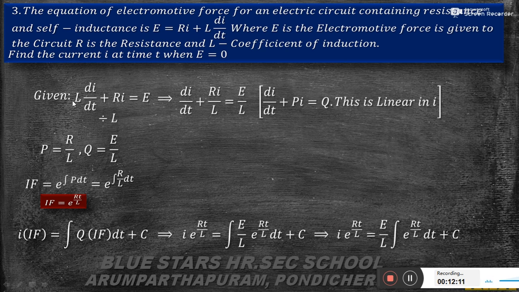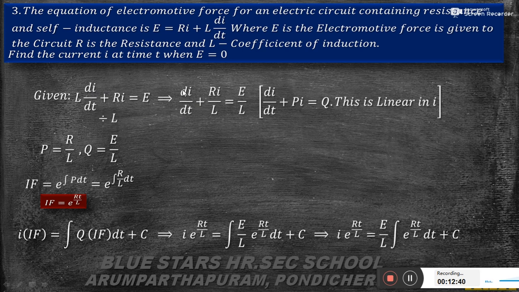Now, this is the given equation, I write it here: L di by dt plus Ri equal to E. That means I reverse this equation. Now you see here, this is a linear equation in i, of the form di by dt plus Pi equal to Q. This is a linear equation in i. The coefficient of di by dt is L, so divide by L on both sides.